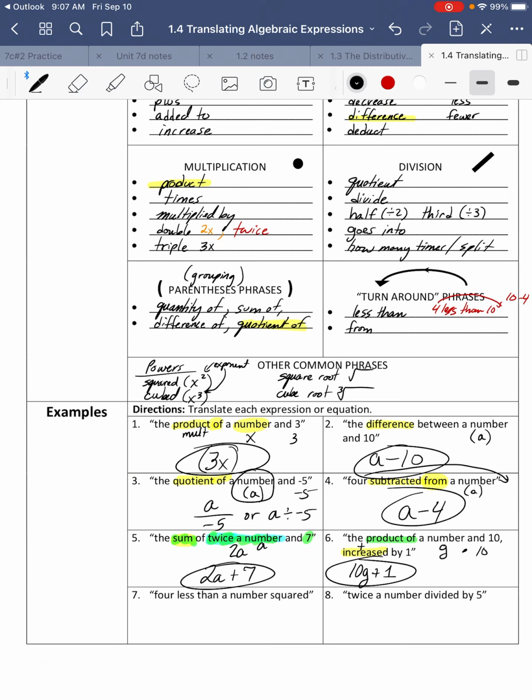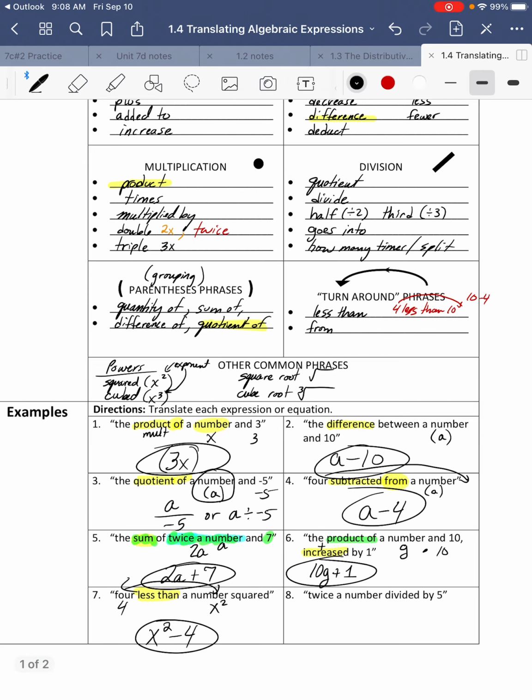All right, next one, number 7. So it's 4 less than. Ooh, that less than. That's the turnaround one. Those are the ones that are going to be switched. So it's a number squared. So a number squared and 4. And we're going to switch those. Less than is subtraction. So it'll be number squared subtracting 4. So anytime you see that less than, always make sure to switch it.